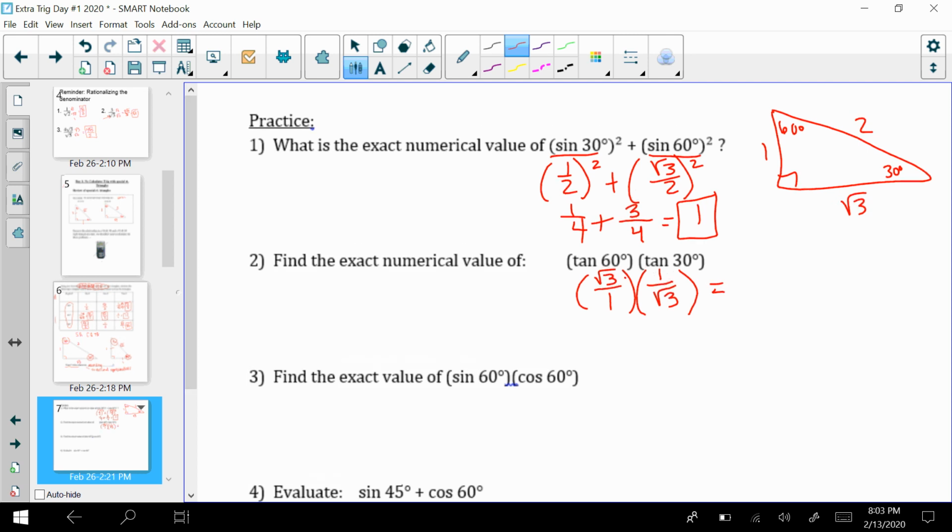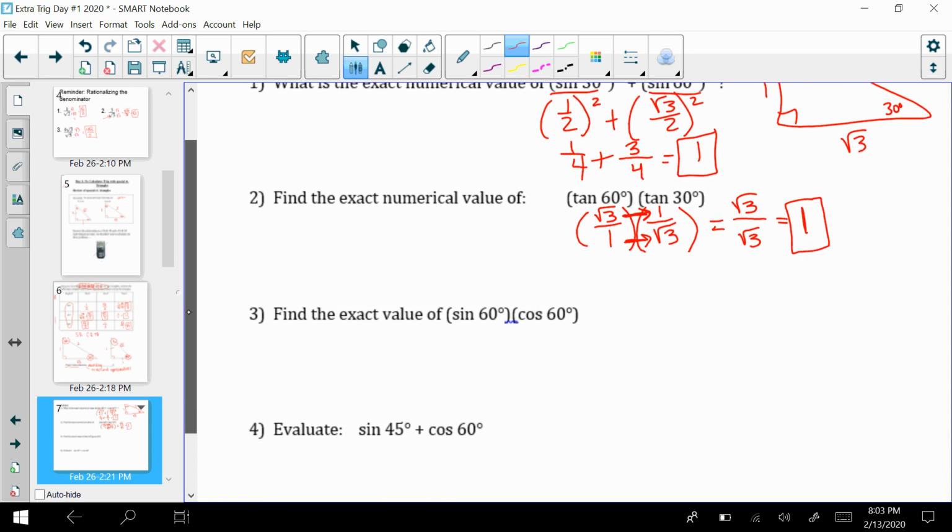So when I multiply fractions, you multiply across the top. Radical 3 times 1 is radical 3. And you multiply across the bottom. 1 times radical 3 is radical 3. So now, see, I didn't even have to rationalize because in the end, I just end up with 1. Something divided by itself. I promise all the answers are 1.